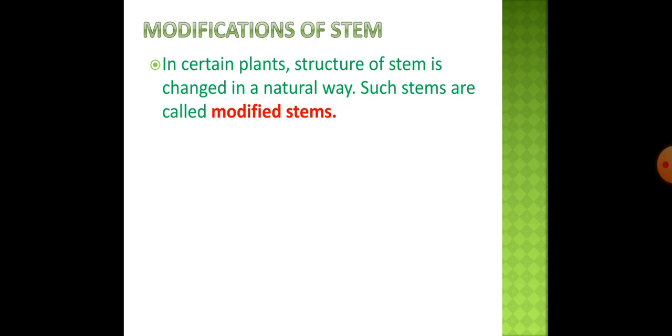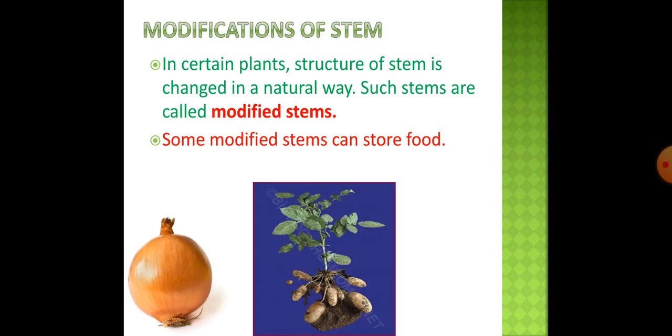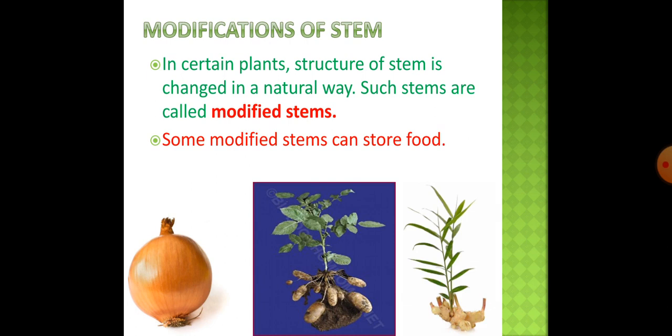Some modified stems can store food. In this process, stems store the food made by leaves, like onion, potato, and ginger are some modified stems. As you can see, these are the stems of these plants.